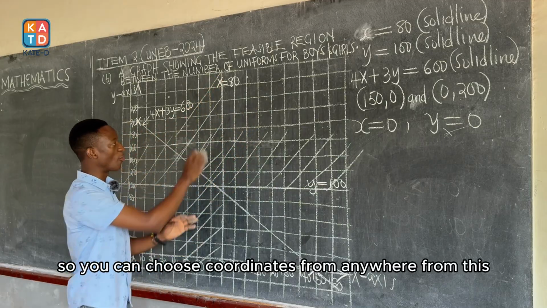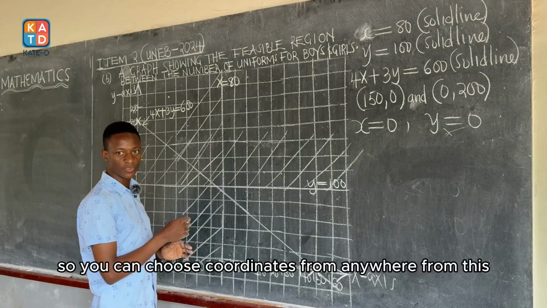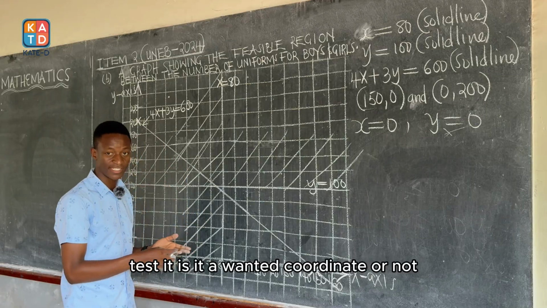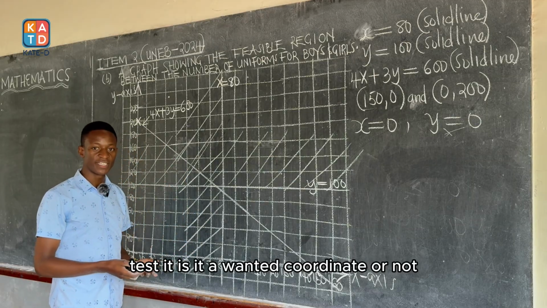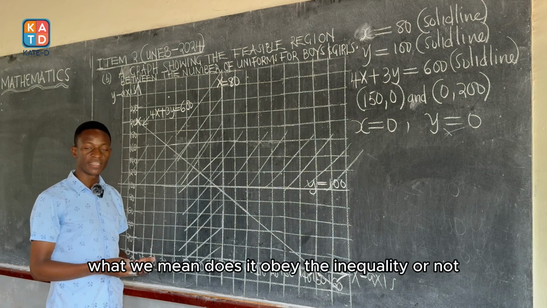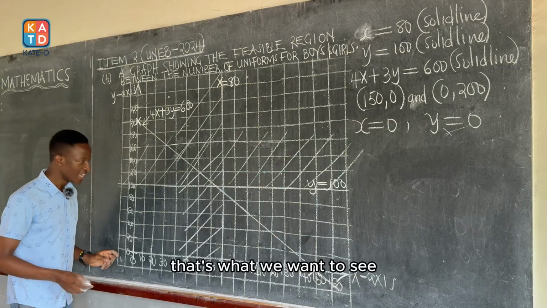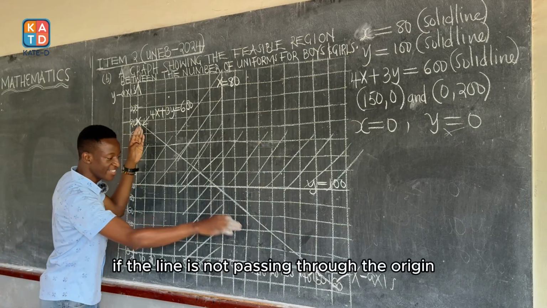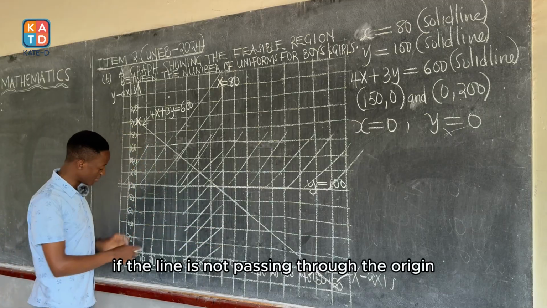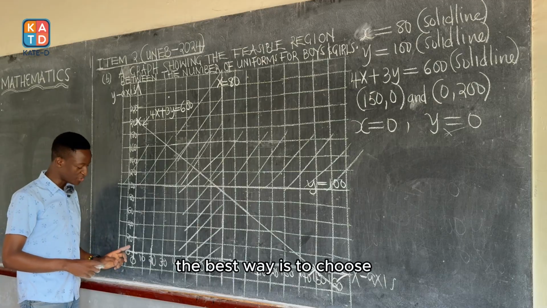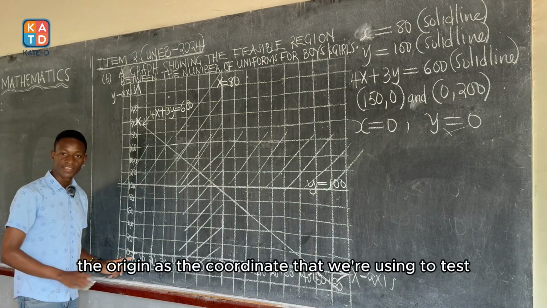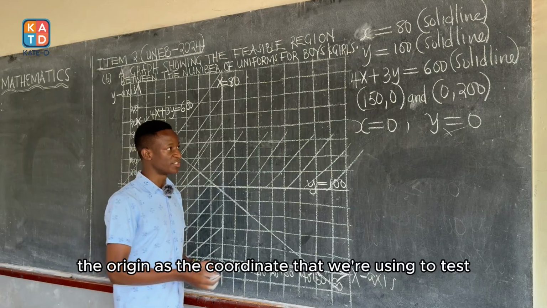So you can choose coordinates from anywhere. You can choose only one coordinate and test it. Is it a wanted coordinate or not? What we mean is, does it obey the inequality or not? That's what we want to see. The easiest way, if the line is not passing through the origin, is to choose the origin as the coordinate that we are using to test.